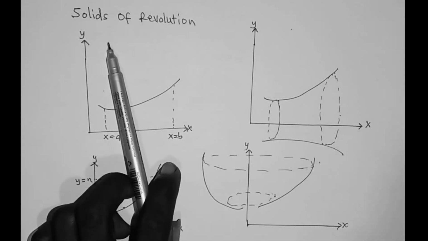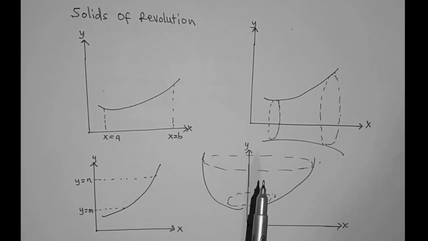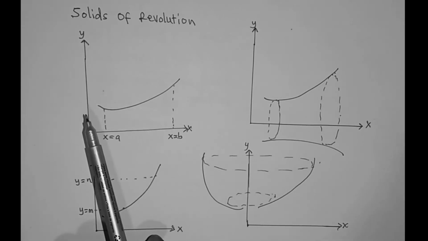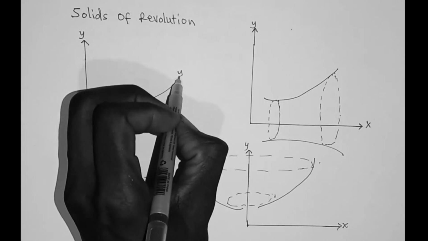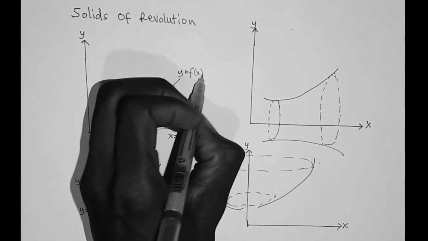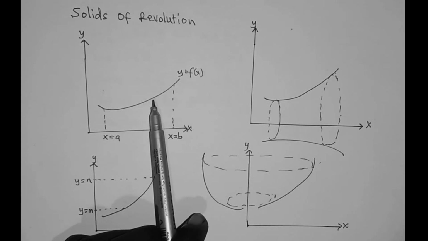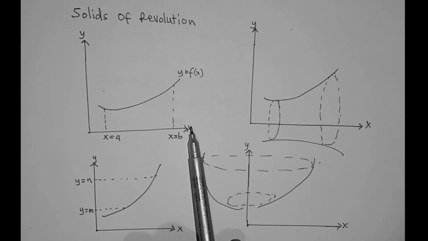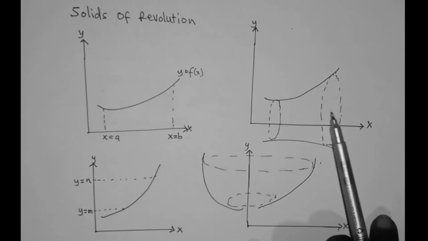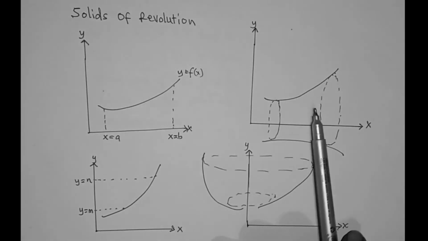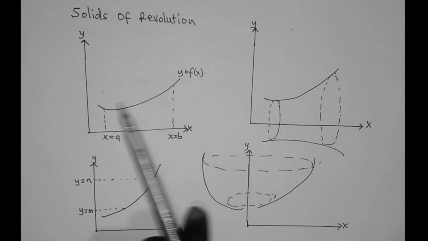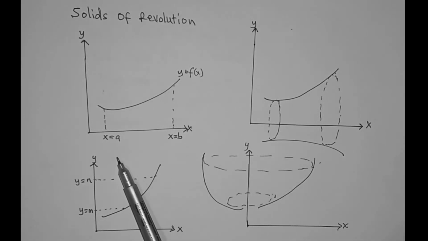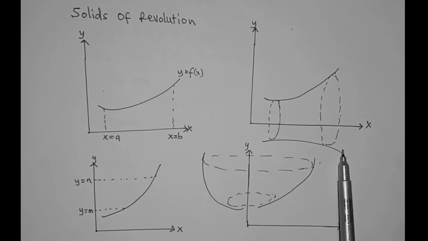Now let's talk about solids of revolution. For example, if we have a function with a graph, let's say y equals f of x, and we rotate this graph about the x-axis, it will just be a reflection in this form. So we have rotated this above the x-axis to this form. This is just a reflection about the x-axis. If we reflect this about the x-axis, it is going to look like this.